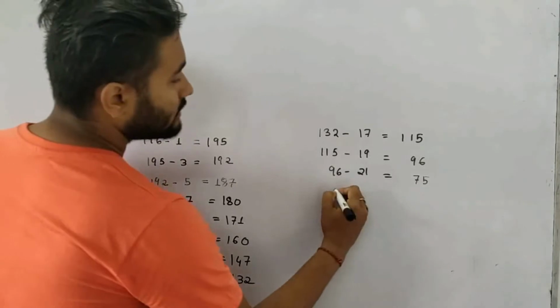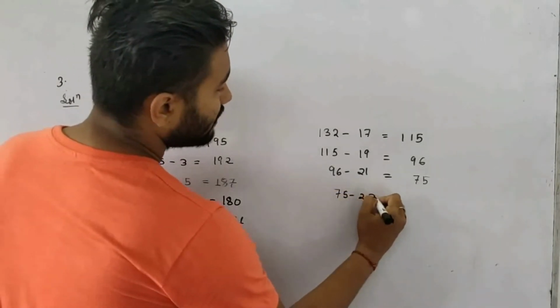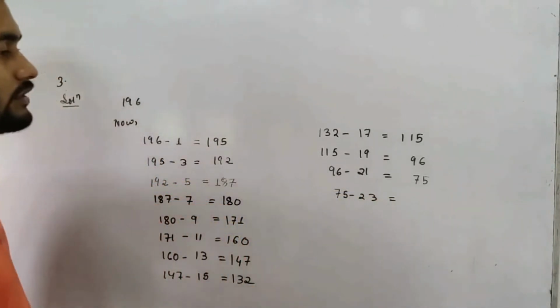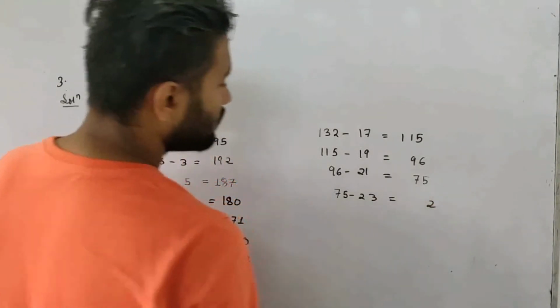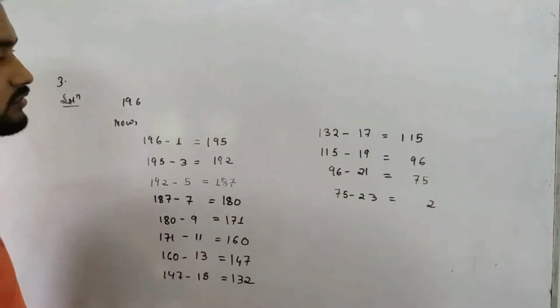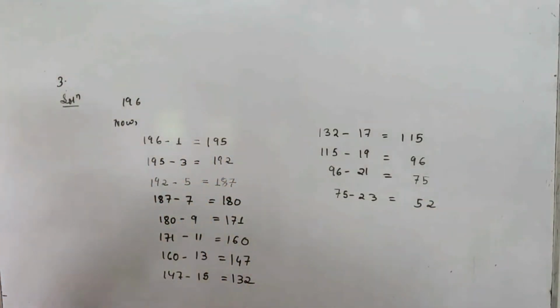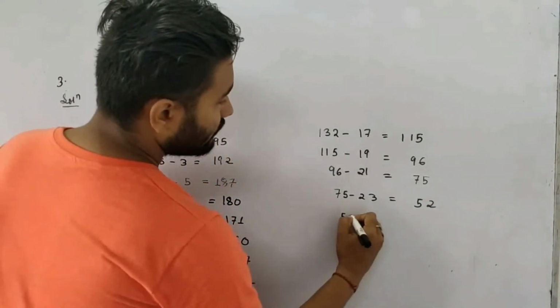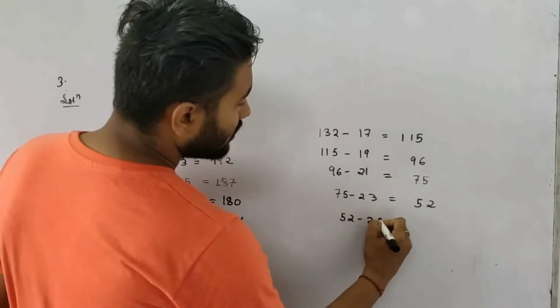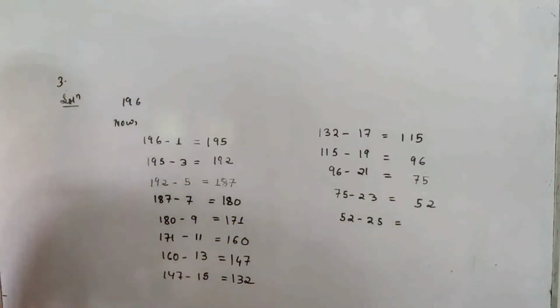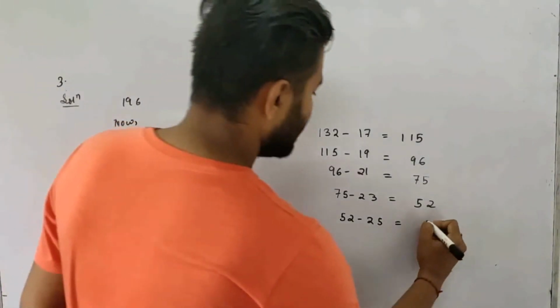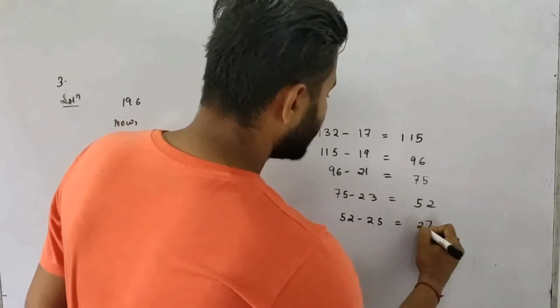75. After that, 75 minus what? 23. Then 227 minus 256, this is what? 52. Done. Then next is what? Next is 52 minus 23, 24, 25, which gives 27.